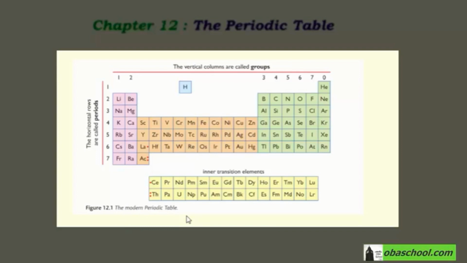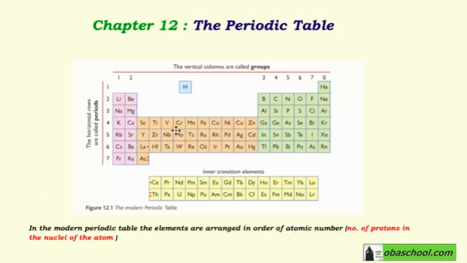This is the modern periodic table. Over the years, a lot of periodic tables were designed, but this was the last periodic table that the scientists decided on. It's very important to know how the elements are arranged in the periodic table. They are usually arranged in order of atomic number, meaning from the element having the smallest atomic number to the one having the highest atomic number. So in the modern periodic table, the elements are arranged in order of atomic number. The atomic number is the number of protons, which have a positive charge, in the nucleus of the atom.